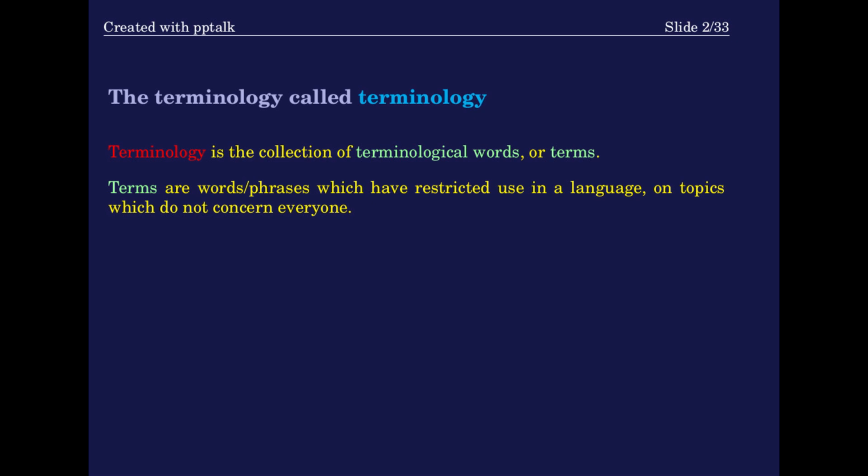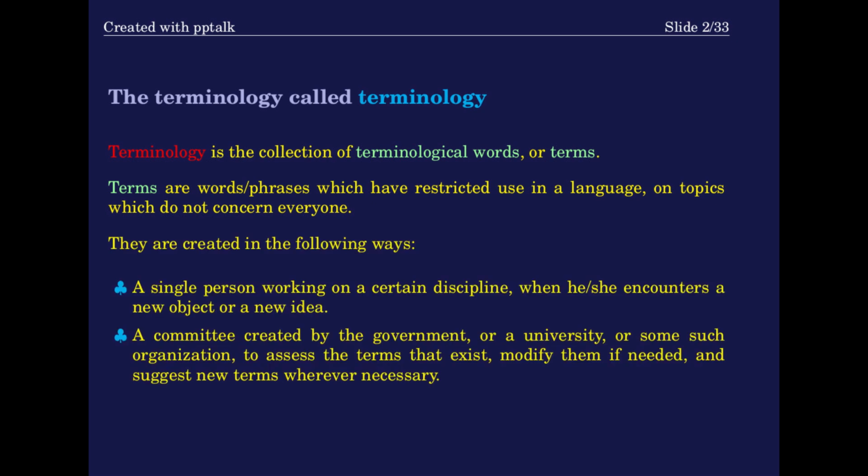What is a terminology? A terminology is a collection of terminological words or terms. And terms are words or phrases which have restricted use in a language on topics which do not concern everyone, which are used only when you talk about a specific topic. Now, these terminological words are created in the following ways. Number one, a single person working in a certain discipline, when he or she encounters a new object or a new idea which cries for a name, the person can assign a name.